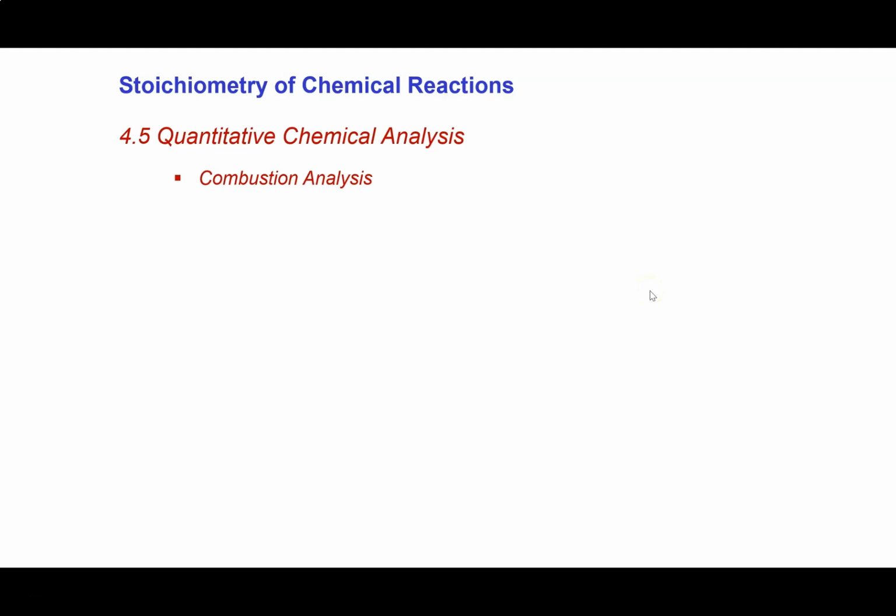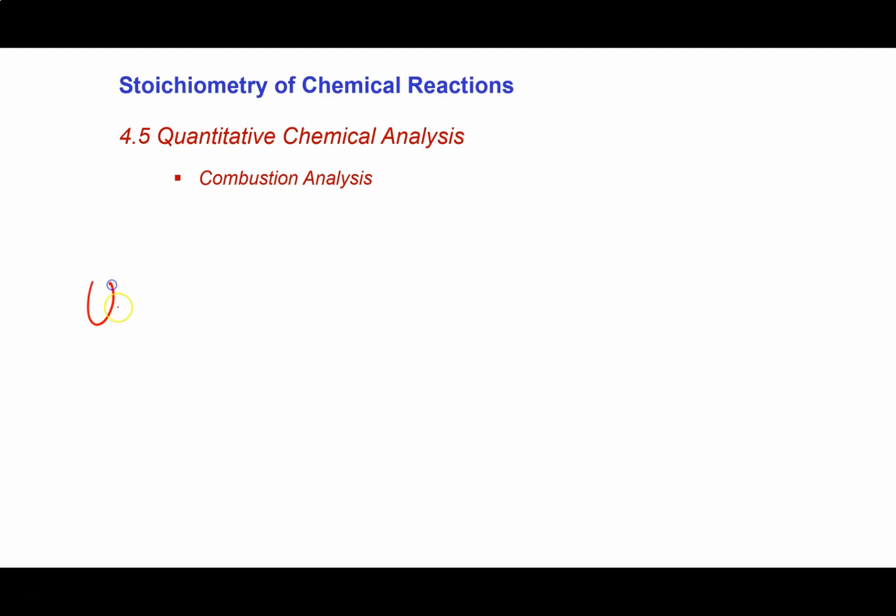So the second type of chemical analysis that we're going to look at is a combustion analysis. In a combustion analysis, what we do is we take a compound and we burn it, and then we analyze the mass of the products that we get, and then we work backwards and figure out what the formula of that substance is.